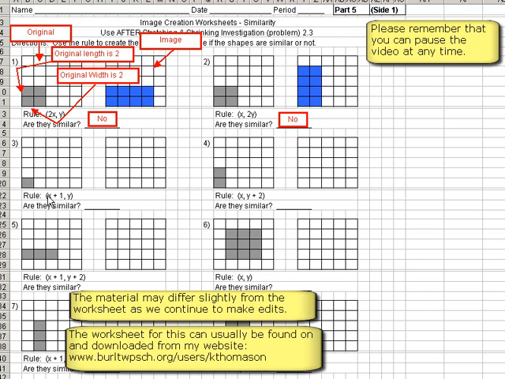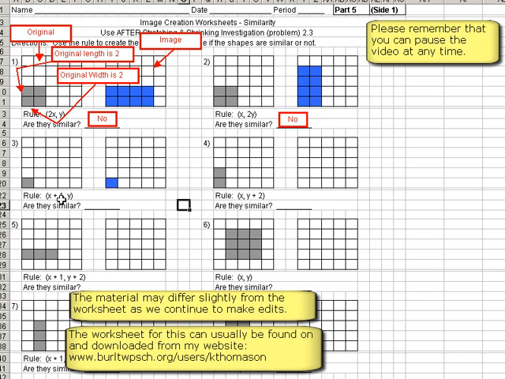Is there a number in front of the x? No, so that's the same thing as saying 1. So this original shape is 1 wide times 1, so our image is going to be 1 wide. Now looking at the height or the length, it's 1 tall, and there's nothing in front of the y, which is the same thing as a 1. So 1 times 1 is 1. So if that was all the rule was, this would be our answer and we'd be done.